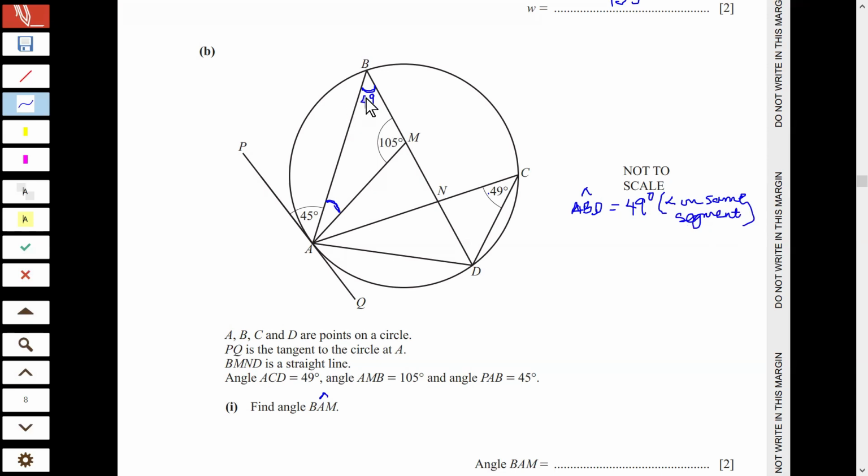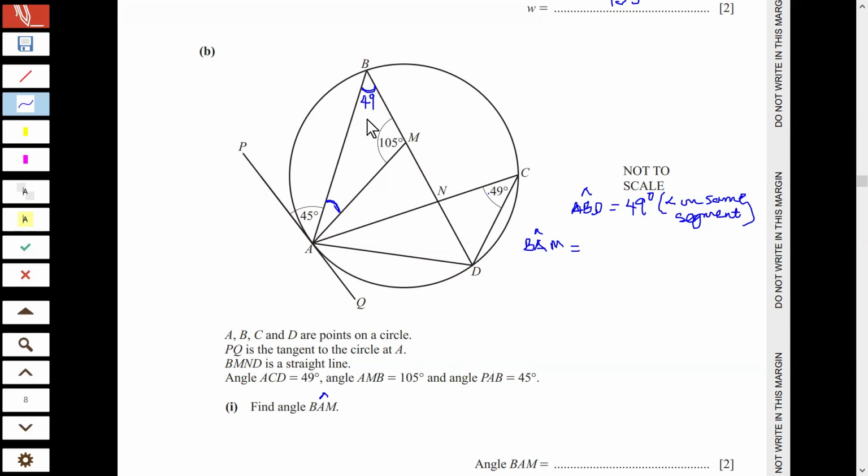Now, if this is 49 degrees, then we can actually find angle BAM. We can calculate for BAM. Now, we will consider the triangle BAM.